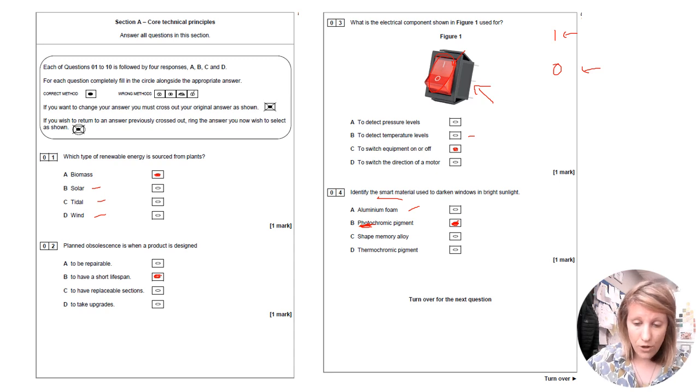Shape memory alloy is the stuff that the metal wire that you can bend into a shape, and if you unbend it, you can heat it and it will return back to its original shape. It's really clever, it's got like a memory. And thermochromic is heat, isn't it? So we're looking for light, so photochromic pigment is the right answer there.